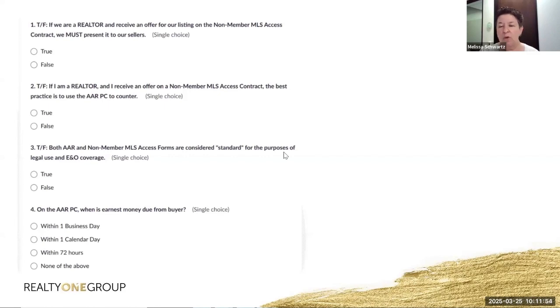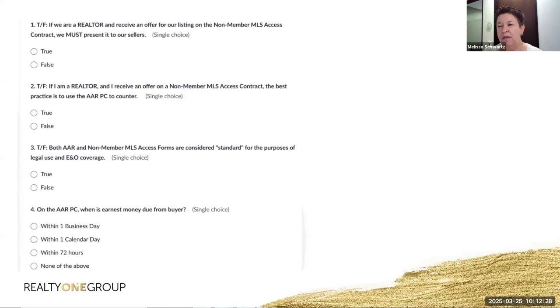Okay. Question number 4 on the AAR purchase contract. When is the earnest money due from the buyer? Within 1 business day, within 1 calendar day, within 72 hours, or none of the above? Wow, I have so many different answers here. Jacqueline is absolutely correct. None of the above is actually what is in the AAR contract. We will go through and show you more of that.